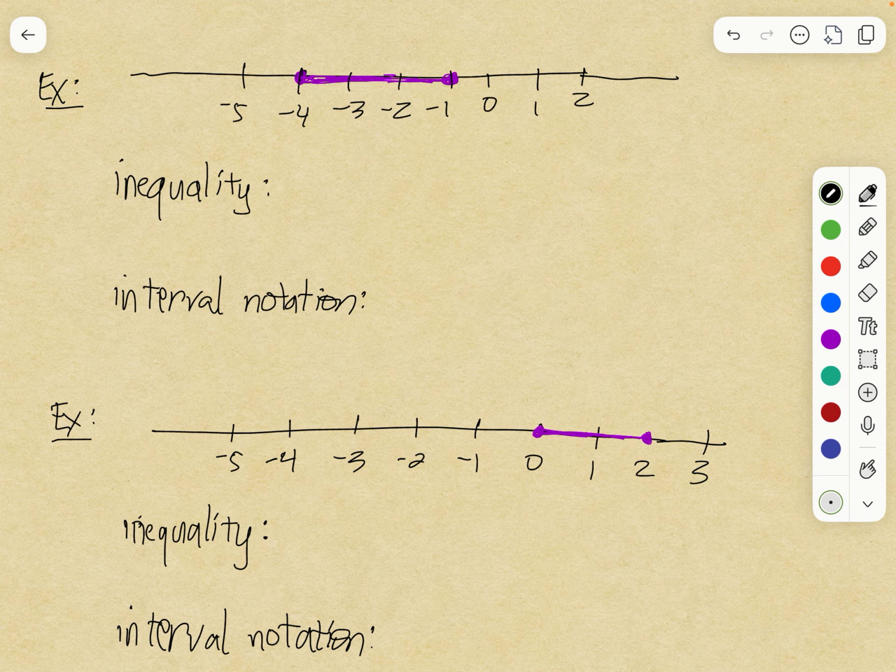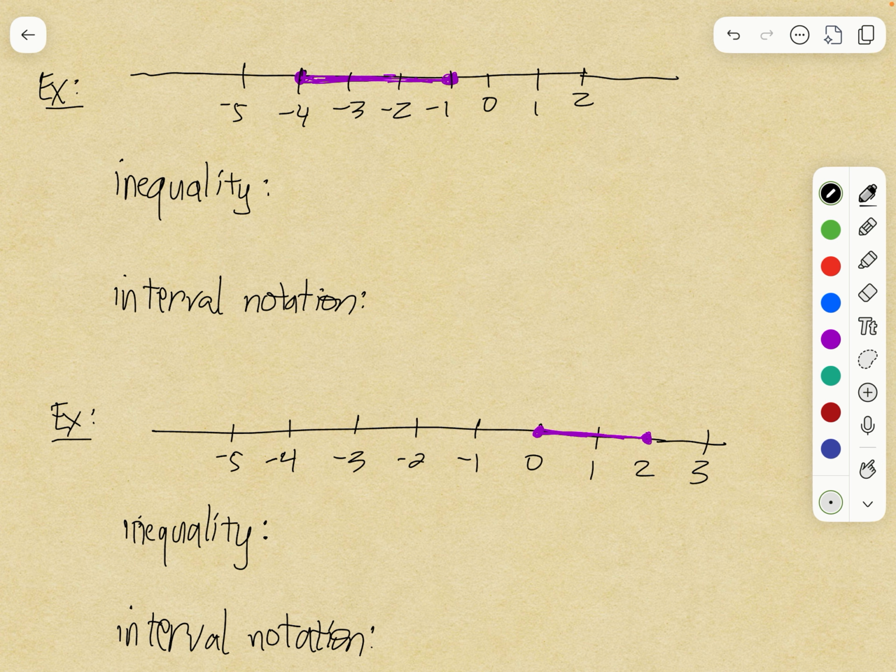In this video, we're going to practice writing intervals in interval notation and as an inequality. So in the first example, you're given a number line and all the numbers between -4 and -1 are shaded, and you also include -4 and include -1. So how do you write this as an inequality?